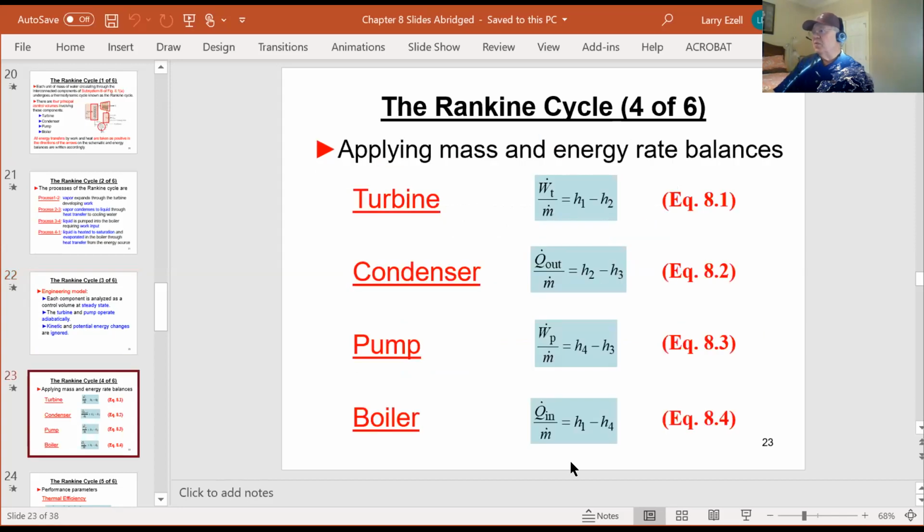Now, here are his formulas. The work of the turbine is positive because it's work out. So it's H1 minus H2.